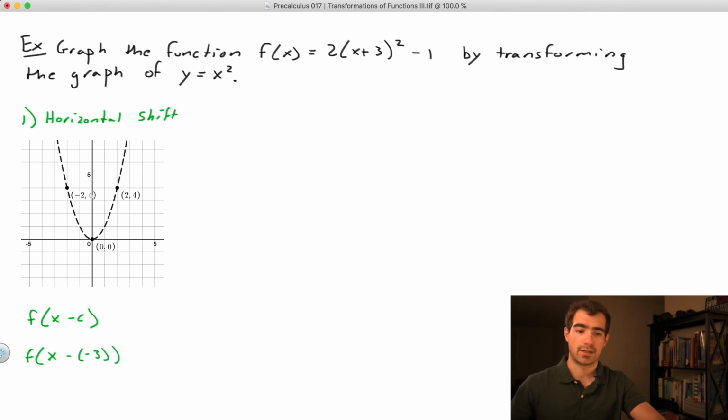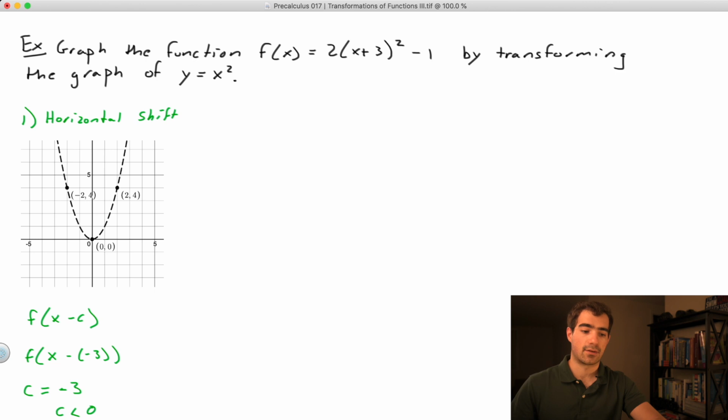That's where we're getting the plus 3 from. It's the same as minus negative 3. And so in this case, we have c equal to negative 3, which is less than 0. And so that's going to signify that we need to shift 3 units to the left.